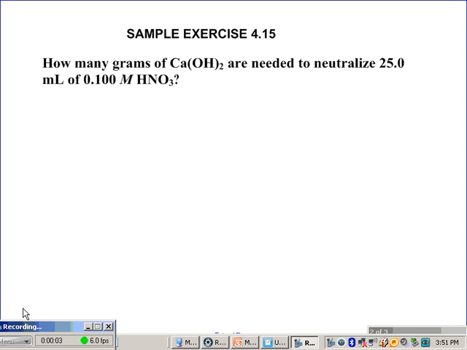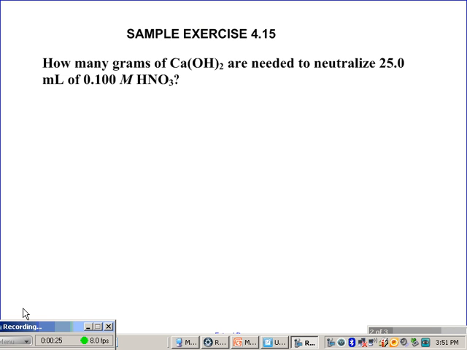All right, sample exercise 4.15. This is a neutralization reaction. So how many grams of calcium hydroxide are needed to neutralize 25 milliliters of 0.1 molar nitric acid? First thing you need to do is write out the balanced chemical equation for the neutralization reaction that occurs between calcium hydroxide and nitric acid.